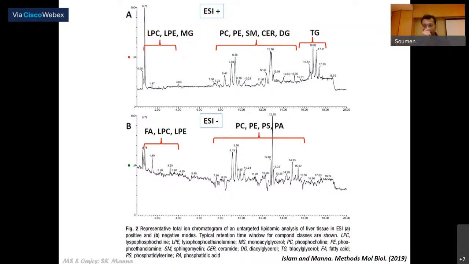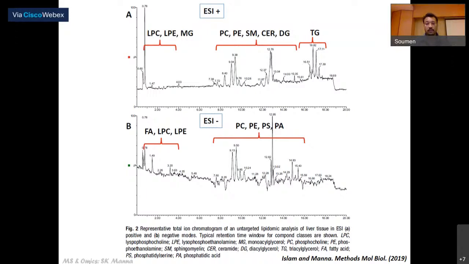Now, as you have seen in the case of metabolomics, similarly in lipidomics as well, there can be several types of adducts. Particularly, for example, triglycerides are not easy to ionize or protonate, so they often come out as something like a sodium adduct or an ammonium adduct. So even looking at those, you can get an idea of what kind of lipid class you are looking at.